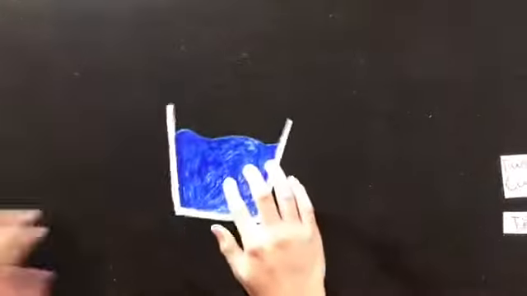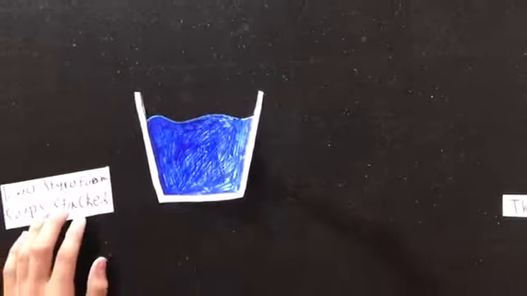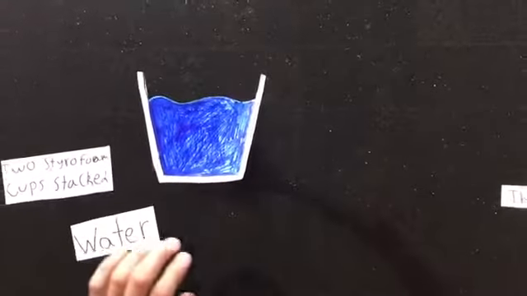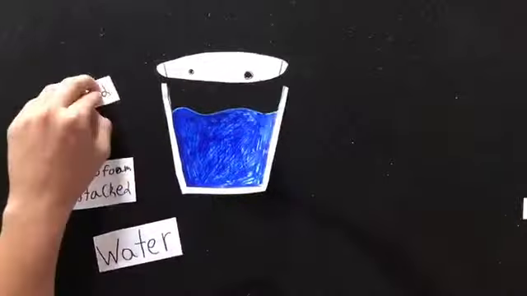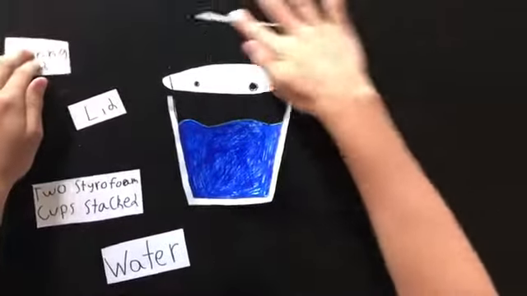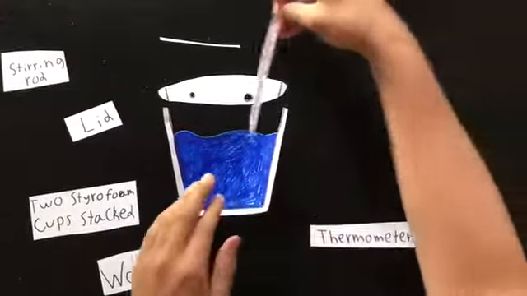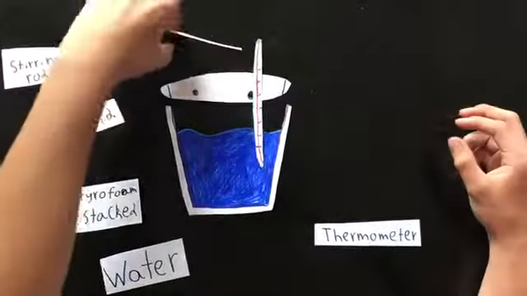For the calorimetry setup, you will need 2 styrofoam cups stacked together with water, a lid, which will hold a stirring rod, and a thermometer. Now the thermometer and the stirring rod can go through the holes of the lid.